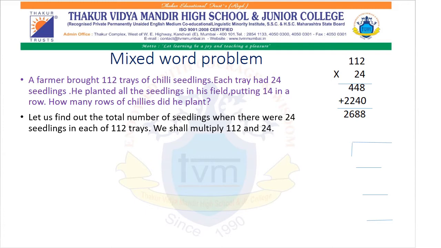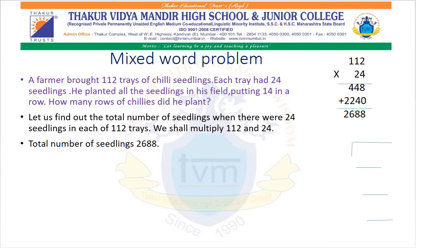To find out the total number of seedlings when there were 24 seedlings in each of 112 trays, we shall multiply 112 and 24. So after multiplying, what answer did we get? That is 2688. So the total number of seedlings is 2688. Correct?